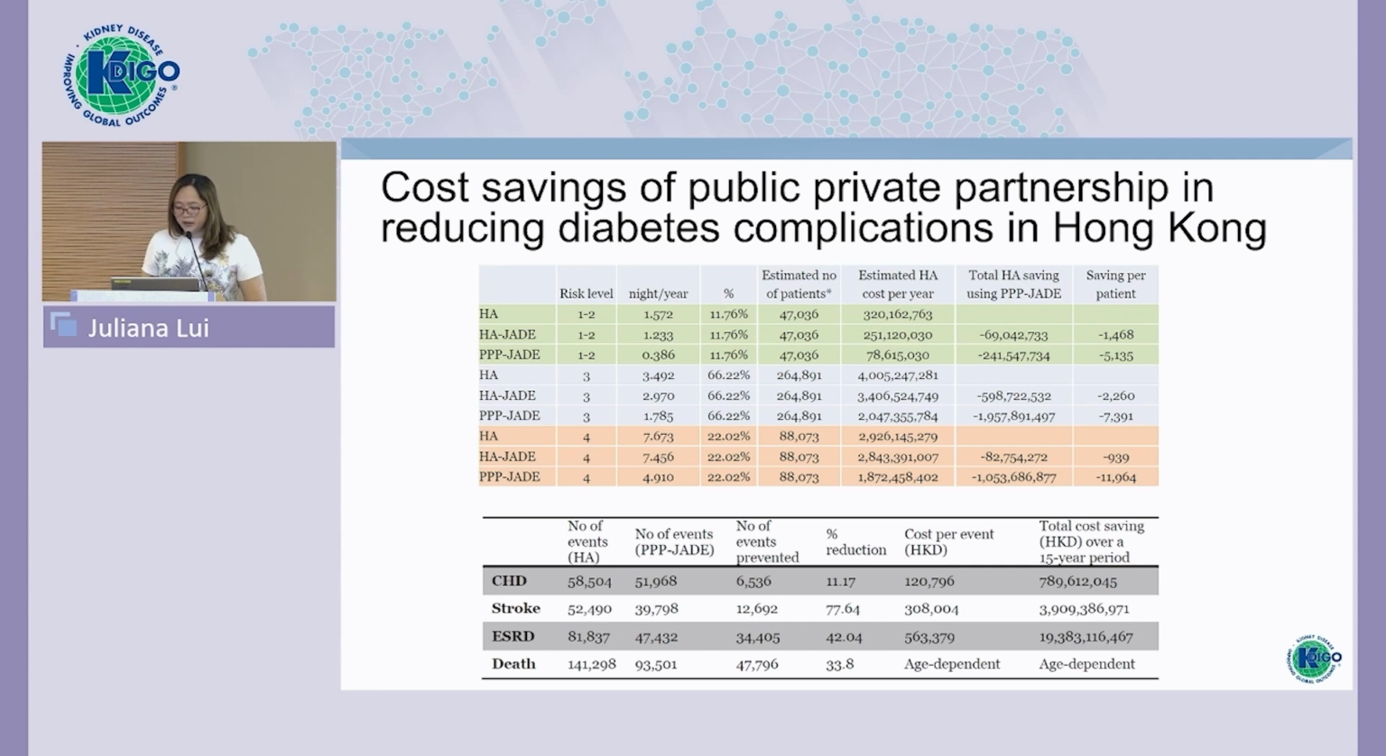We also carried out an individual patient simulation, projecting the cost reductions of these 400,000 patients over 15 years in the CDOM model. The highest cost savings were 19 trillion Hong Kong dollars from avoided end-stage kidney disease events, followed by 3.9 trillion Hong Kong dollars from avoided stroke events and 789 billion from avoided coronary heart disease over the 15 years. So a JADE public-private partnership program is a cost-saving program in reducing NCDs in Hong Kong for the long run.